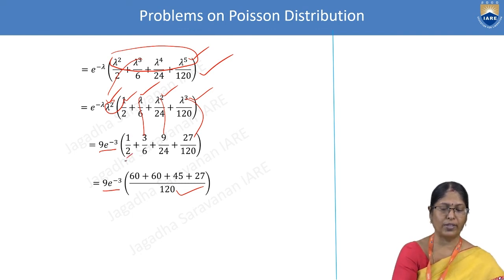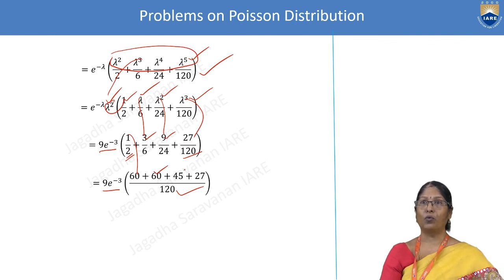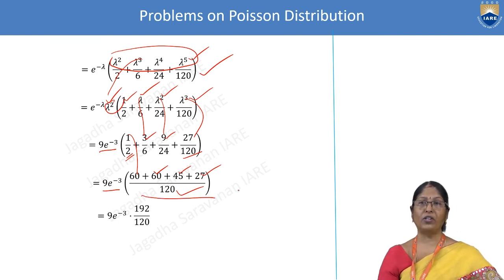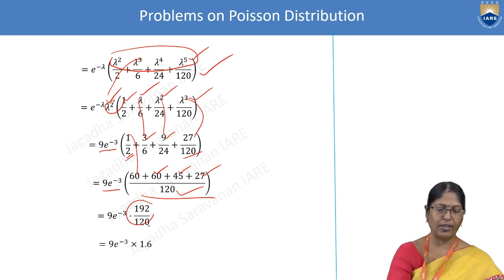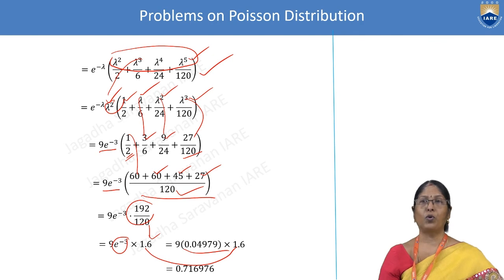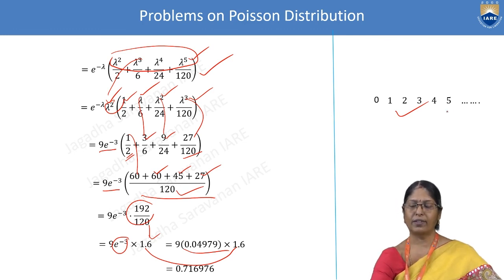So 1 is multiplied by 60, since here 2 is there. Here 3 is there, 120 is there, so 3 into 20, 60. Here 9 into 5 times is 45. Here 27 is there. This calculated, we are getting 192 by 120. The simplification in decimal gives 1.6. So 9 into e power minus 3, the value is 0.04979 into 1.6. The final calculated value is 0.716976. We have done this completely for understanding purposes, to avoid careless mistakes. These are the steps we put in the rough work, which help us go in a correct direction.